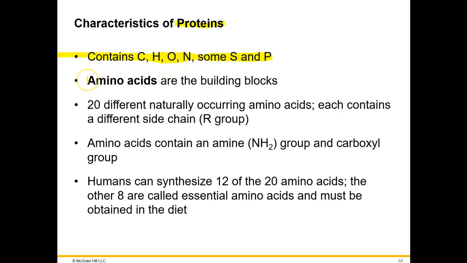The building blocks of proteins are amino acids. So we say amino acids are the building blocks or the monomers of proteins. There are 20 different types of amino acids.